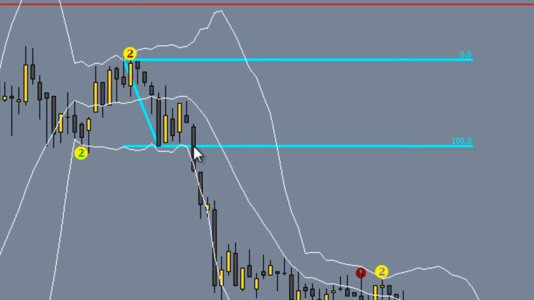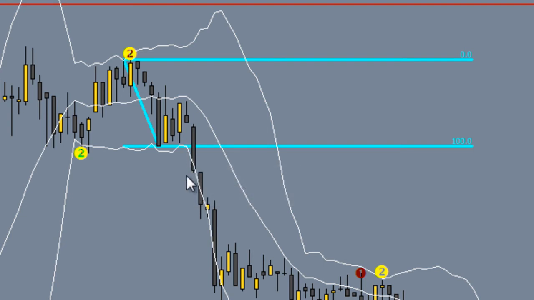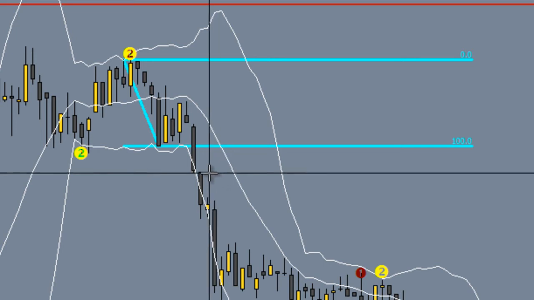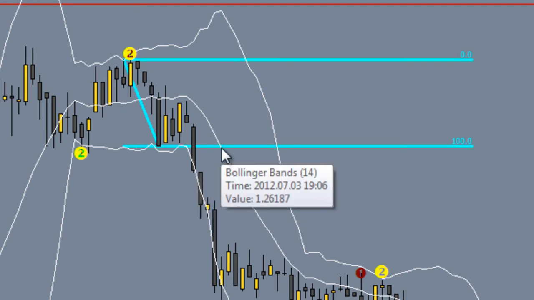Not only when this candle here breaches the 100% level, but it has to close outside of that level. In this case, our short entry would be immediately at the open of the next candle, which is right here, after seeing the close of the previous candle outside of the 100% level.